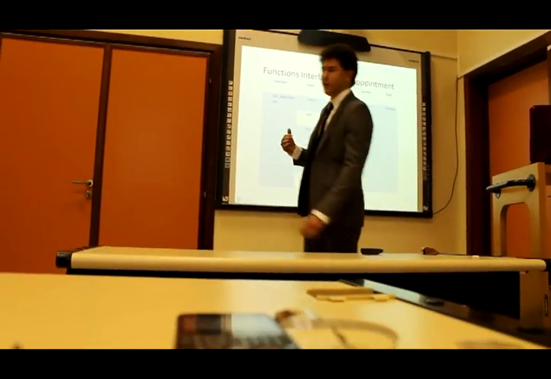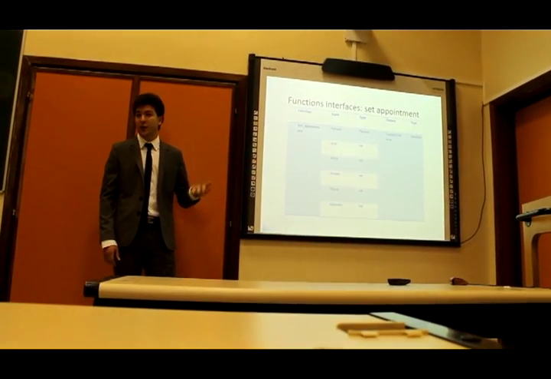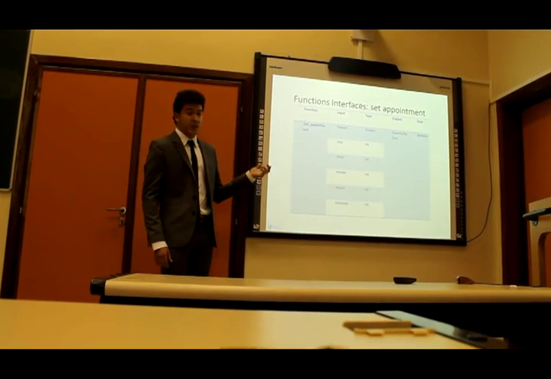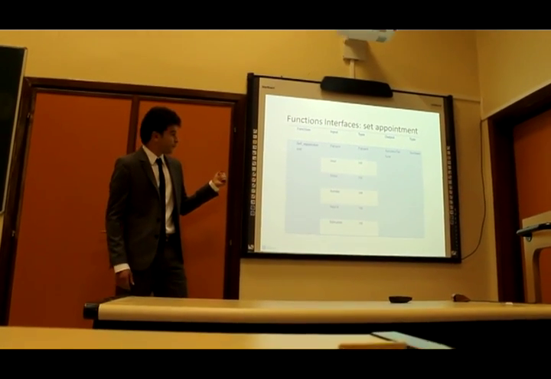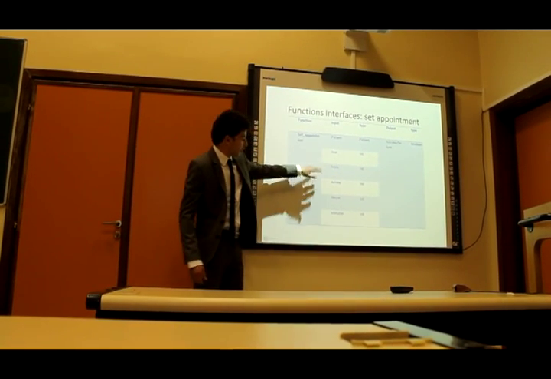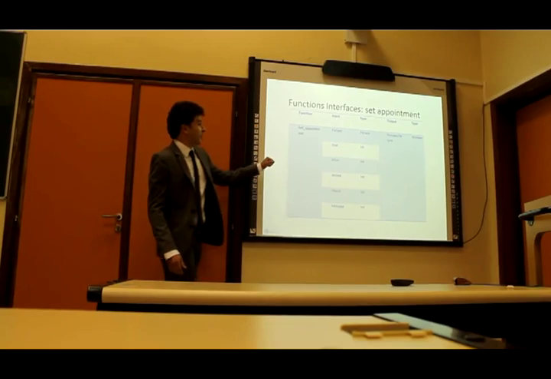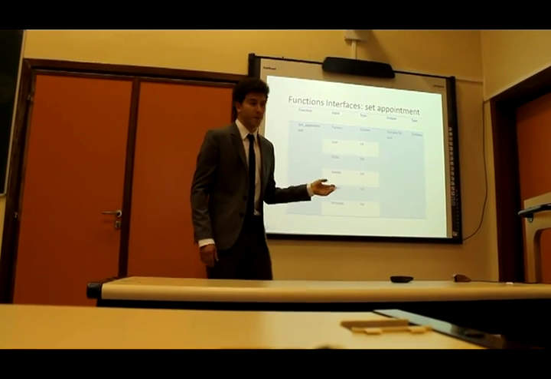Function interfaces, too. So here we show the input and output that each function takes and their types. Here's an example. This is set appointments. So as you can see, it takes as input a patient and of course the date and time, and it will output either success or failure of the operation of setting an appointment.